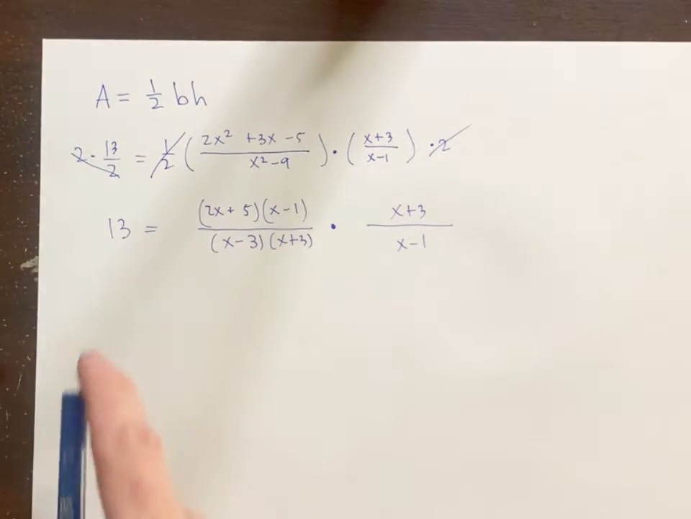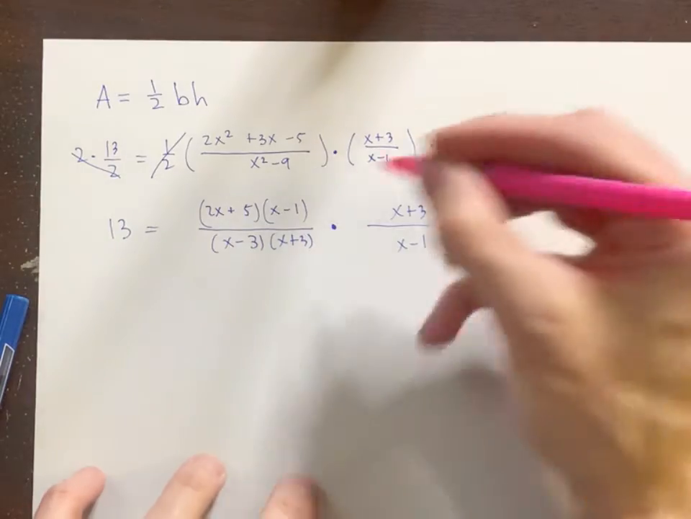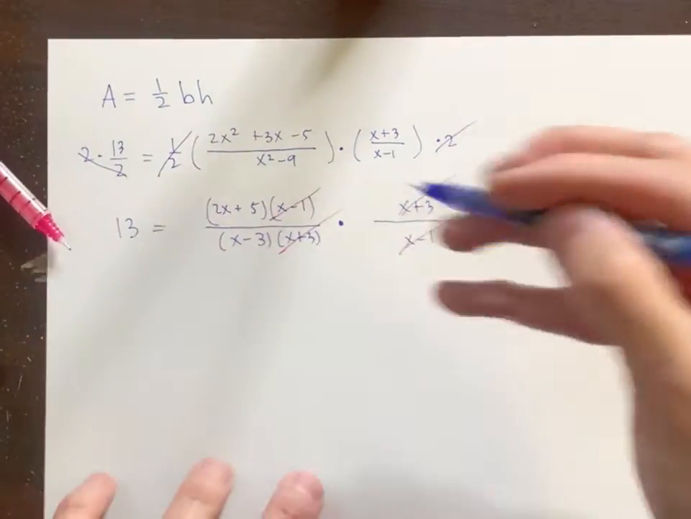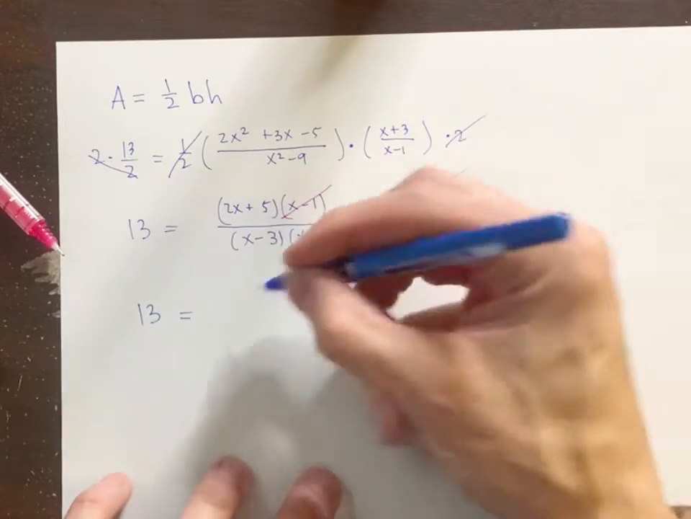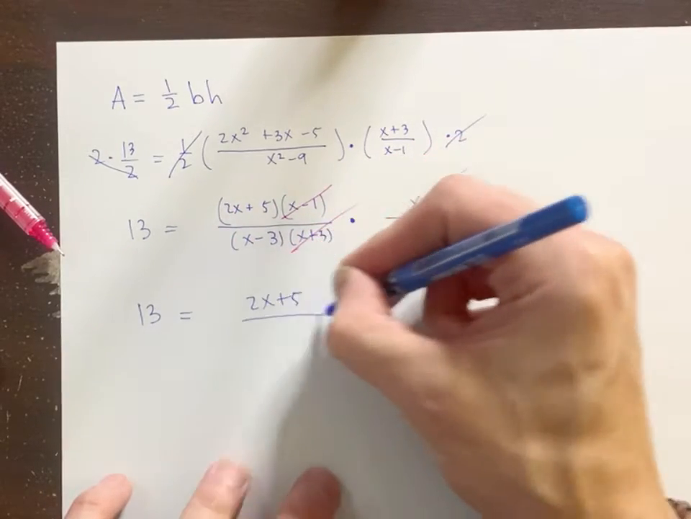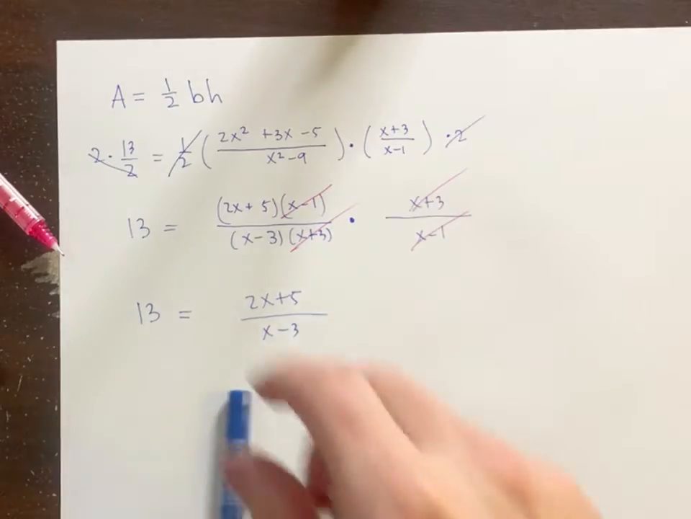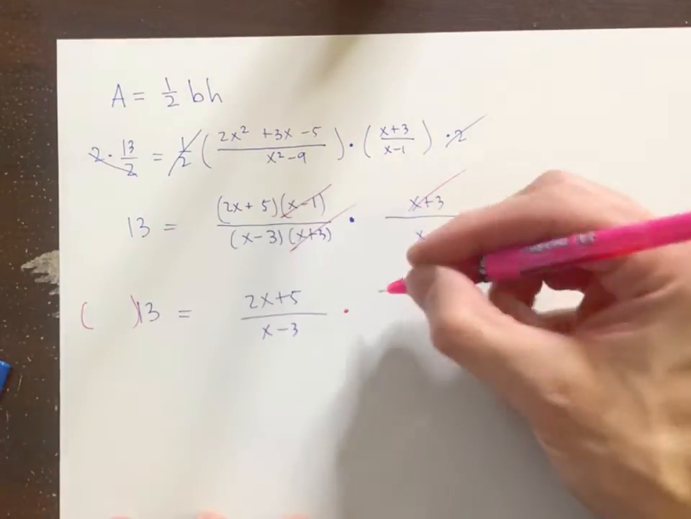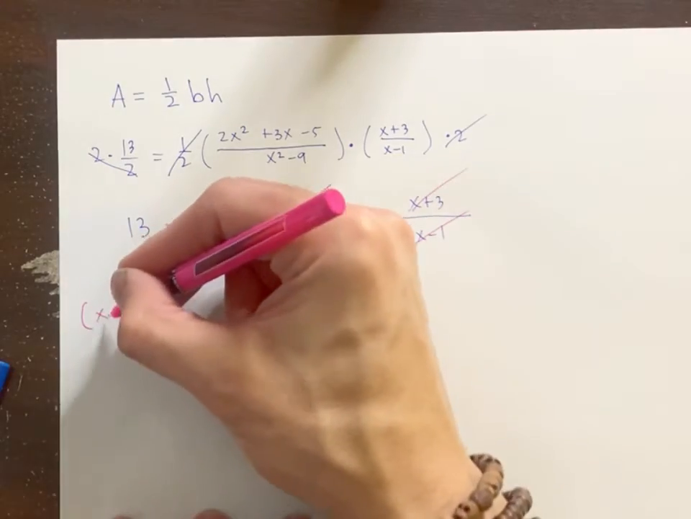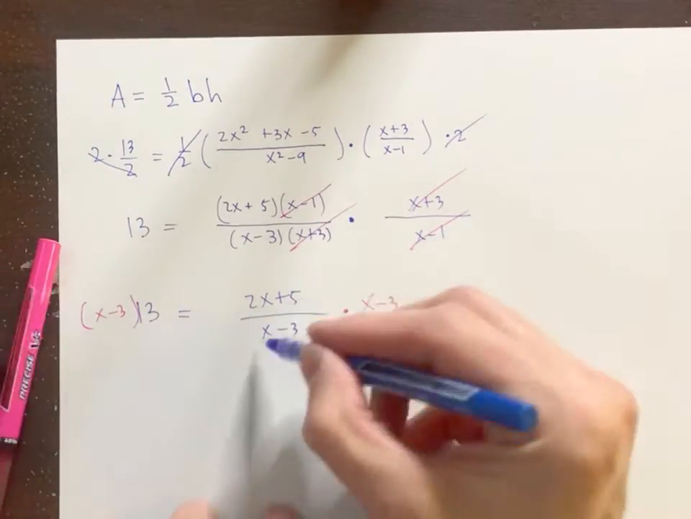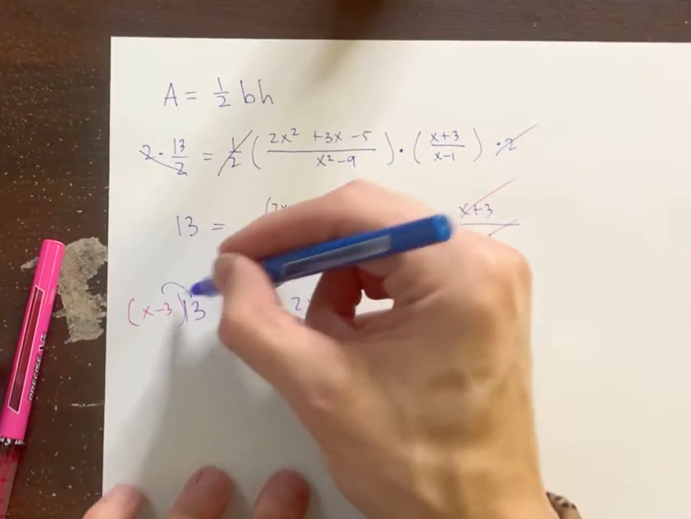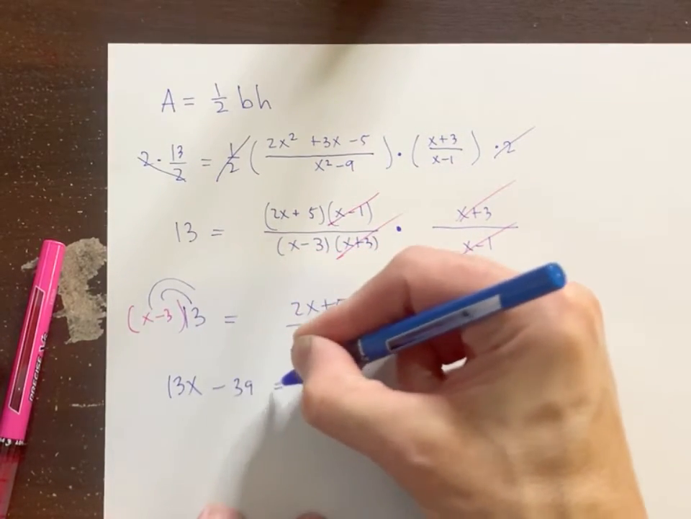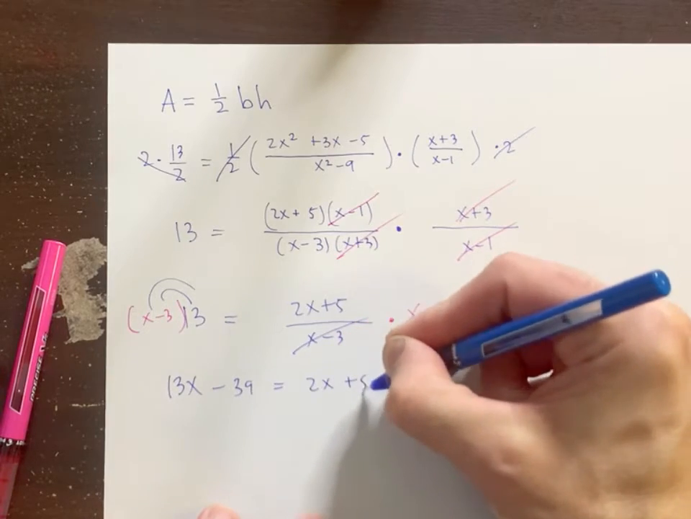And now we look all across this paper and we see that this knocks out with this and this knocks out with that. So we would be left with 13 is equal to 2x plus 5 over x take away 3. And then what I would probably do is I would multiply both sides by x minus 3. Because then here these knock out. And on this side we can distribute to get 13x take away 39 equals 2x plus 5.